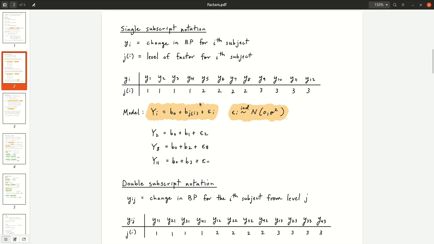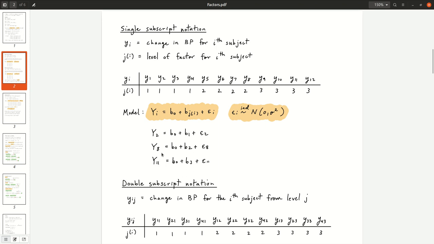So if this looks confusing, one strategy for trying to make sure you understand what the model specification means is, let's just pick a few values for i for this data set and then write out what the model equation is. So let's pick i equals 2. So Y2 is going to be B0 plus B sub J of 2. So we have to look up, what is J of 2? The second one is a 1. So J of 2 is 1. So this becomes B0 plus B1 plus epsilon 2.